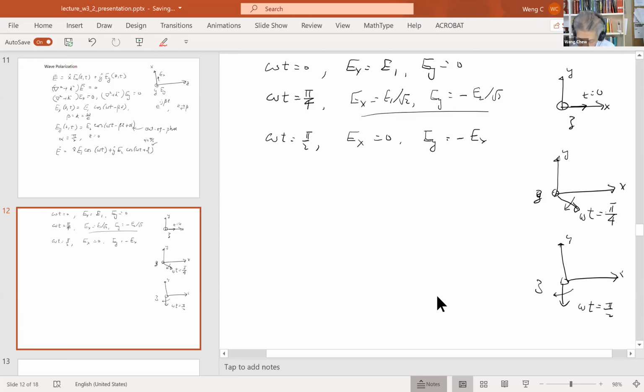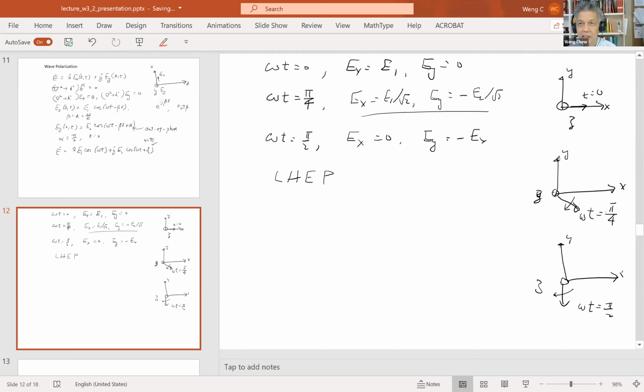It's rotating, and the polarization of the wave that's rotating is called a left-hand elliptically polarized wave. Why left-hand elliptically polarized? The rule of thumb is this. You put your thumb in the direction of propagation of the wave, and then put your fingers in the direction of rotation.